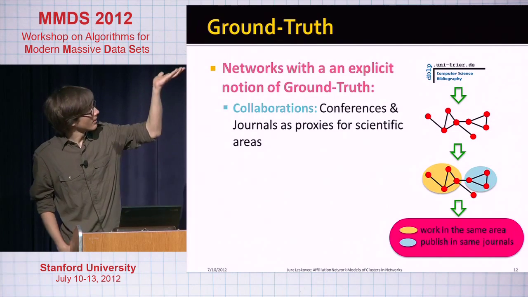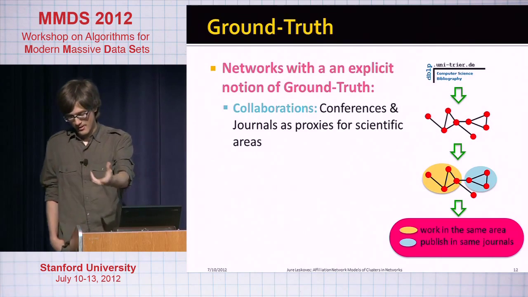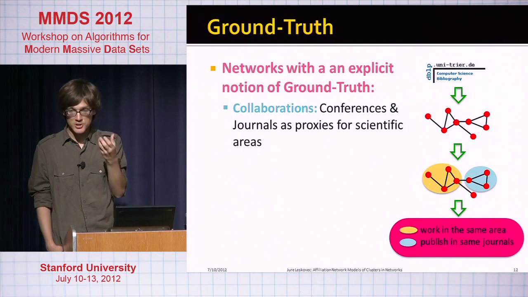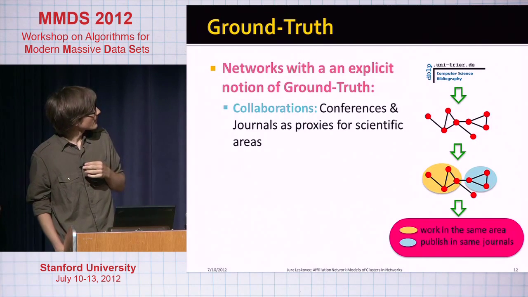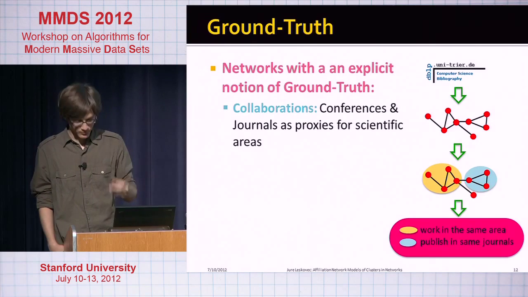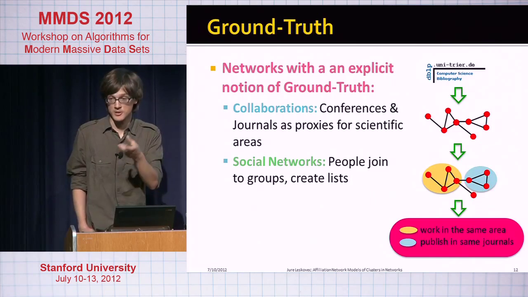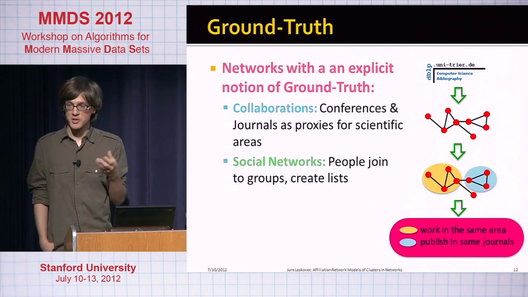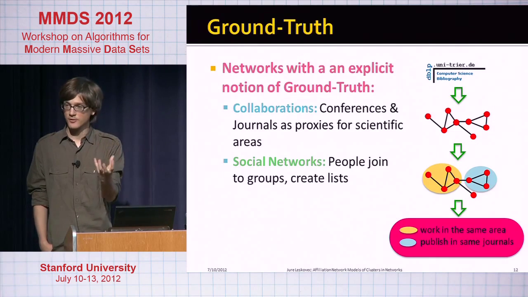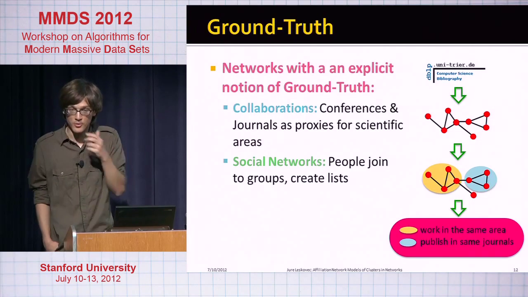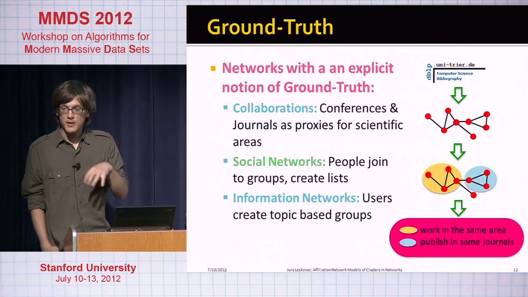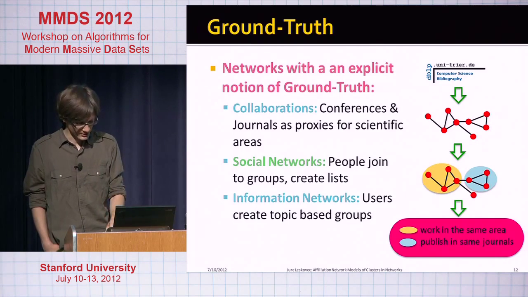In this particular DBLP case, a valid proxy for these true latent clusters would be labels of which journals and scientific conferences people published at. That would be one possible way. In social networks like LiveJournal, Facebook, and so on, people explicitly create groups that other people then join, so again you have some notion of ground truth clusters or communities that you would like to detect. In information networks, people create topic-based groups of the nodes in the network.